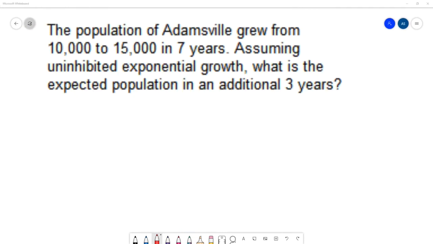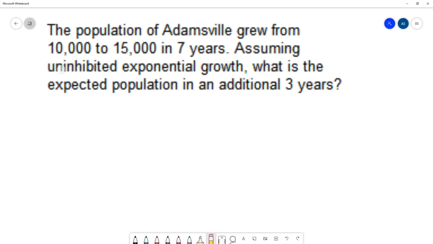5. The population of Adamsville grew from 10,000 to 15,000 in 7 years. Assuming uninhibited exponential growth, what is the expected population in an additional 3 years?